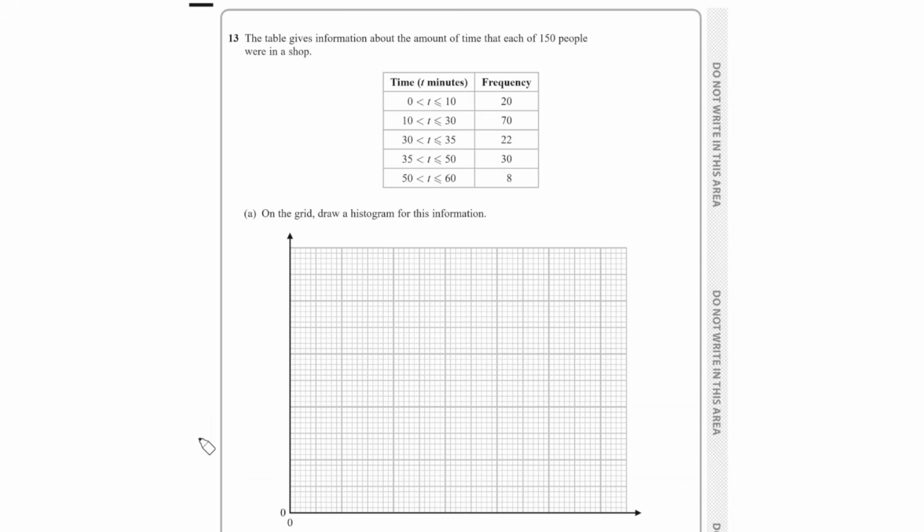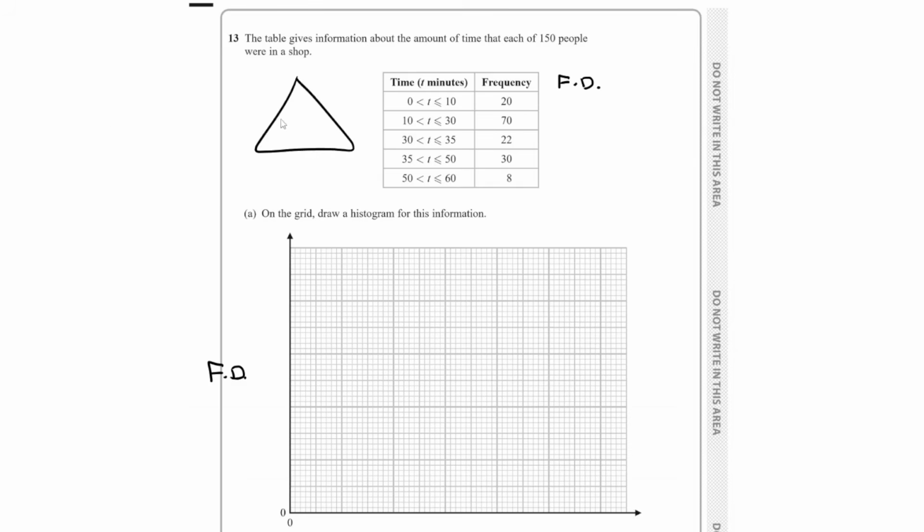Question 13. The table gives information about the amount of time that each of 150 people were in a shop. So you can see it's a frequency table. On the grid, draw a histogram for this information. So hopefully you know for histograms, you will have the class interval along the bottom, so that will be the time in this case. And then vertically, you will have the frequency density, which as you can see is not currently a part of our table. So you might want to make another column for frequency density because we're going to have to work it out.